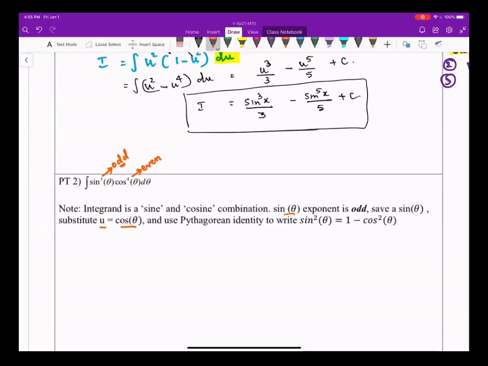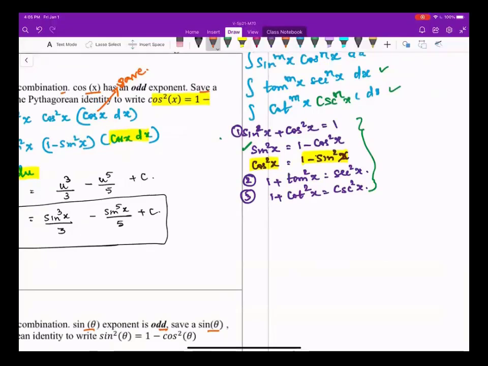So the sine theta exponent is odd, so save a sine, then substitute the other trig function, which is cosine theta, as u, and use the Pythagorean identity to write sine square theta equal to 1 minus cosine square theta. So here we are using the first variation of the Pythagorean identity, sine square equal to 1 minus cosine square, in this problem.